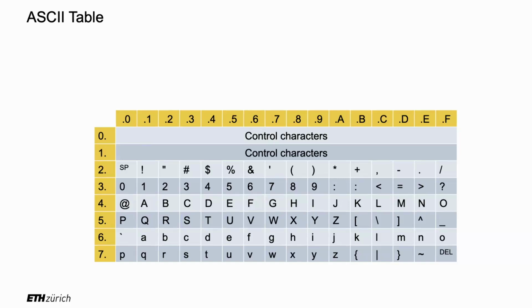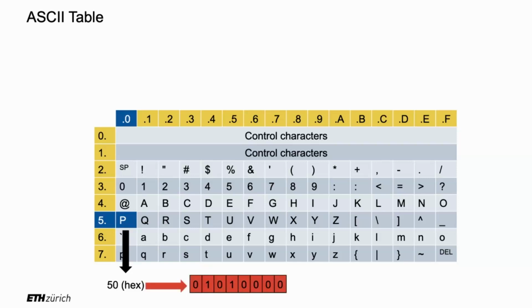So ASCII looks like this. You're computer scientists, you've seen it probably so many times, and you know that it's all about mapping, for example, this character P to 50, and 50 in base 16 becomes this in base 2.